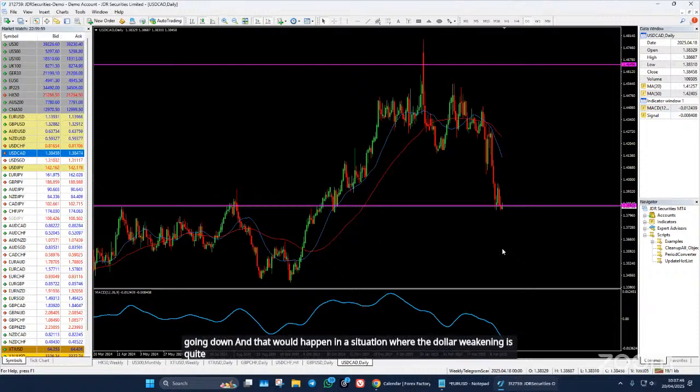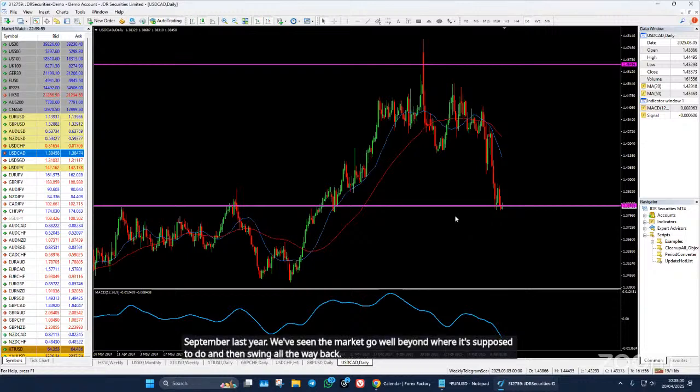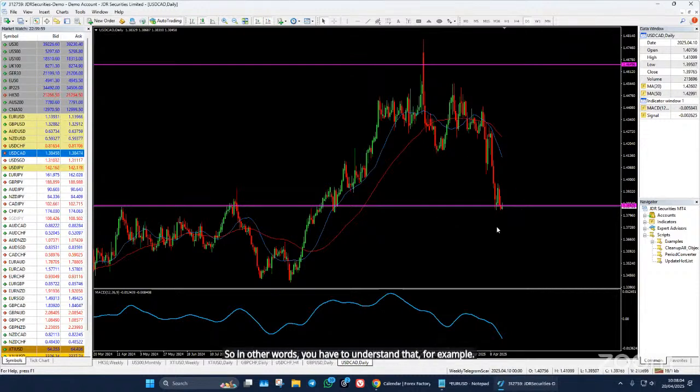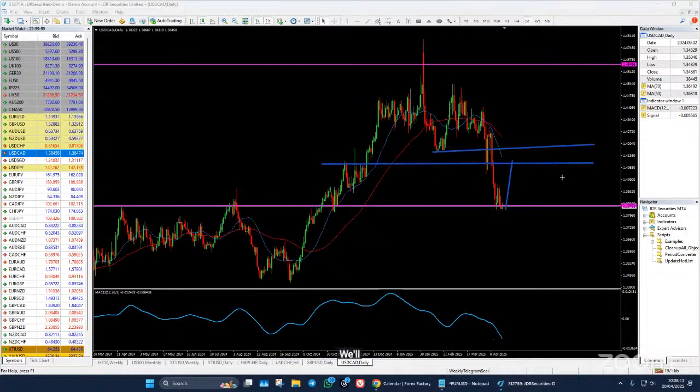What we're seeing now, guys, is we're not seeing normal types of breathing in and breathing out of the markets. We haven't actually seen that since September last year. We're seeing the market go well beyond where it's supposed to and then swing all the way back. So you have to understand that if this was a year ago, I would have said, you know what, I'm expecting this to have a pullback. I expect it to come back in here or come back into one of these levels, and I'm expecting it to carry on down. That's what I would expect.